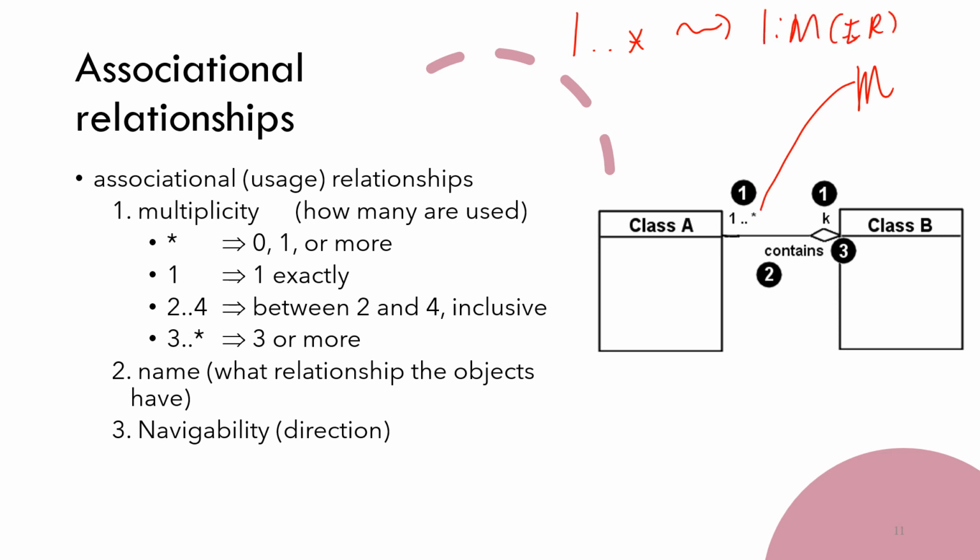In the ER, 1 is exactly 1. 2..4 is between 2 to 4, inclusive, which means 2 and 4 are included in the range. And 3..* is 3 or more, 3 to many. It is the same like the ER. You can also define any number starting from 2 and above, not only 1. But usually in ER they just mention 1 to many, many to 1, like that, because somehow it is difficult to obtain the precise value for the multiplicity.